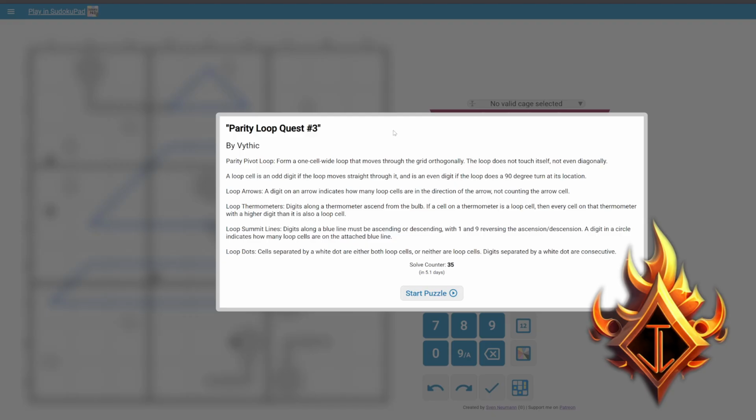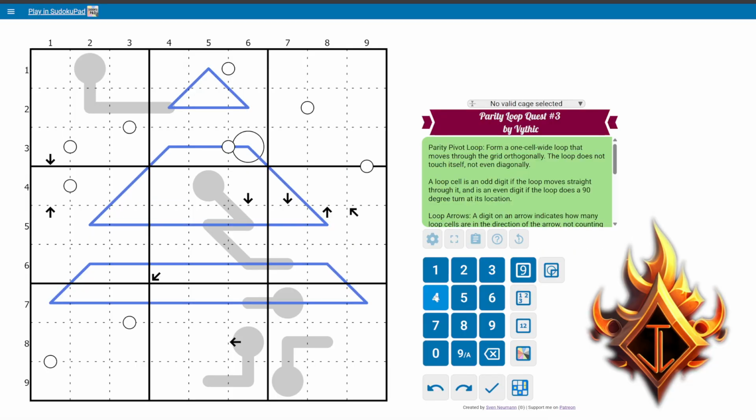It is Parity Loop Quest number 3. And we have Parity Pivot Loop. Form a one cell wide loop that moves through the grid orthogonally. The loop does not touch itself, not even diagonally. A loop cell is an odd digit if the loop moves straight through it, and is an even digit if the loop does a 90-degree turn at its location.